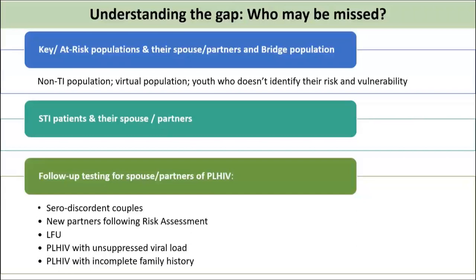Then what about the new partners? Whether their risk is being assessed? What about the LFUs? What about the PLHIVs whose viral load is not coming down? That suggests that either they are not adherent to their drugs, or they are still involved in risky behavior. There are PLHIVs who are showing symptoms of STIs as well, which means they are still involved in high risk behavior. So are we testing them again and again? That's the population which we tend to lose in the current algorithm.